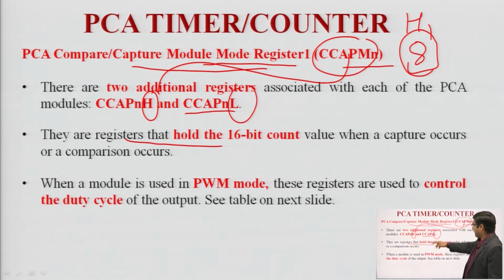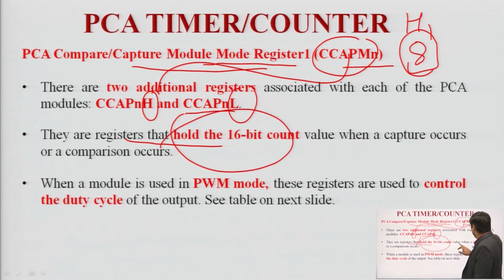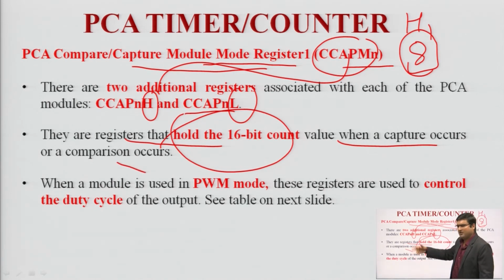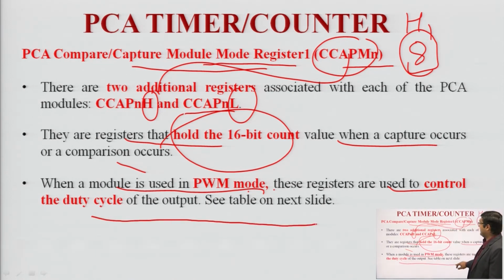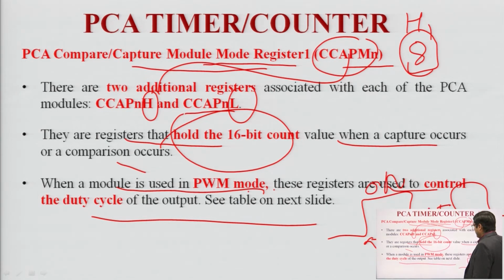What is the function of these registers? Basically these registers are used to hold a 16-bit count value when a capture or comparison occurs. We will see what capture and comparison are. So when a module is used in PWM mode, these registers are used to control the duty cycle of the output. Duty cycle means what the on time is and what the off time is. So when it works in the PWM mode, it is used to control the duty cycle of the output.